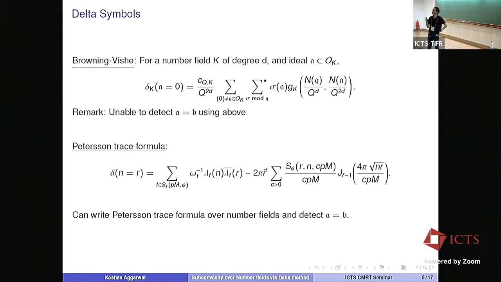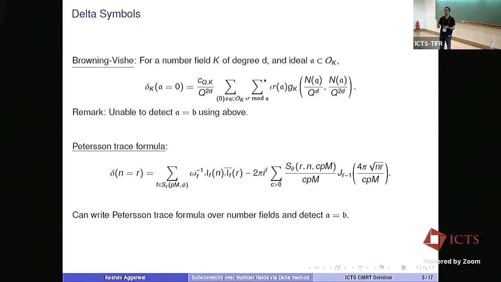Okay. So this is a version of the Duke-Friedlander-Iwaniec delta method over number fields. And this detects when an ideal is equal to 0. The only problem is, as far as I'm concerned, I was not able to understand how to modify it to make sure that we're able to detect when two ideals are equal to each other.